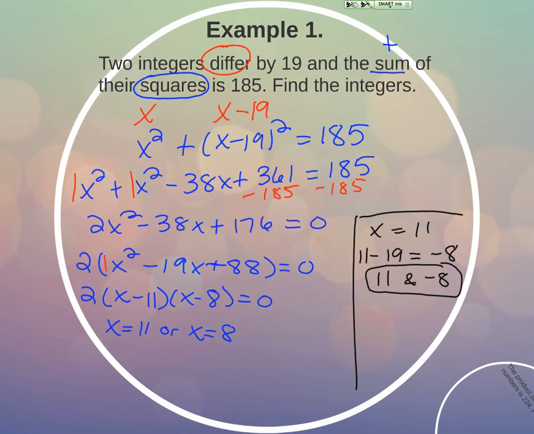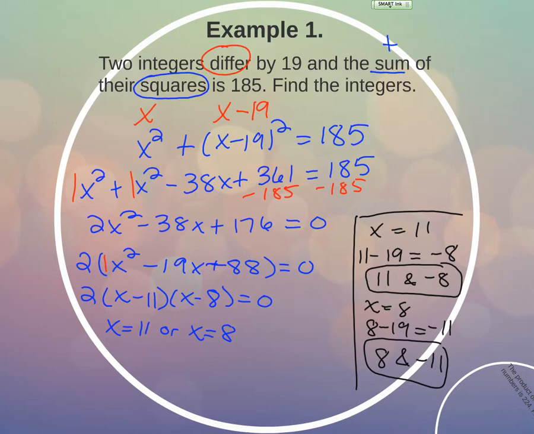But then I also had x equals 8. So if x equals 8 and I do 8 minus 19, I get negative 11. So I could have positive 8 and negative 11 as my two integers. So two different sets of potential answers there: 11 and negative 8, or 8 and negative 11. Any questions before we tackle another one?